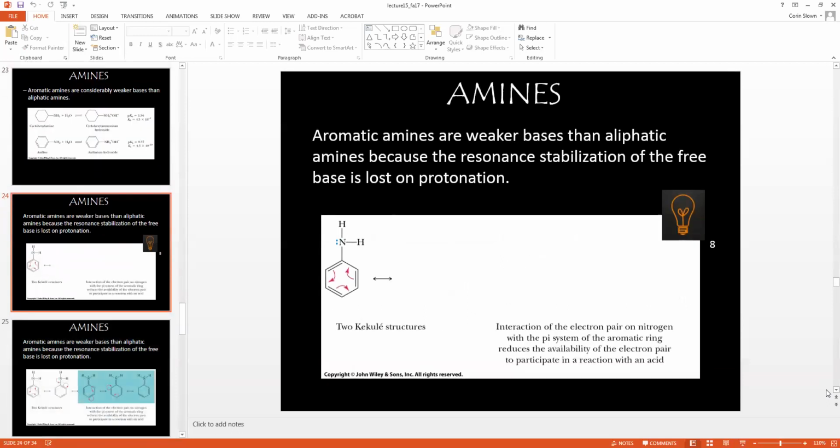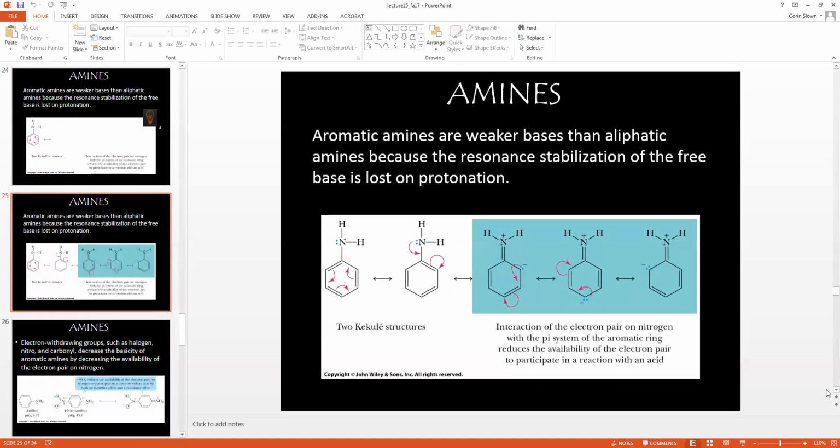Aromatic amines are weaker bases than aliphatic amines because the resonance stabilization of the free base is lost on protonation. So here are two Kekulé structures, and you can actually see the resonance that occurs. So you have the interaction of the electron pair on nitrogen with the pi system of the aromatic ring.